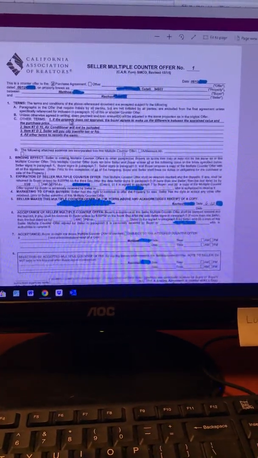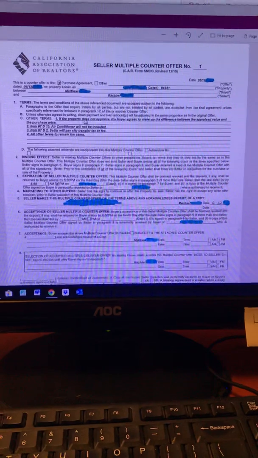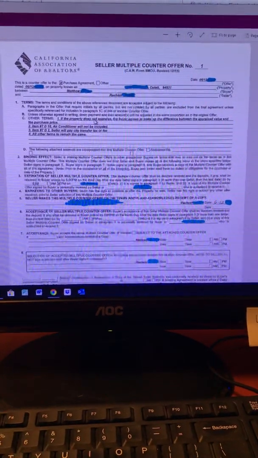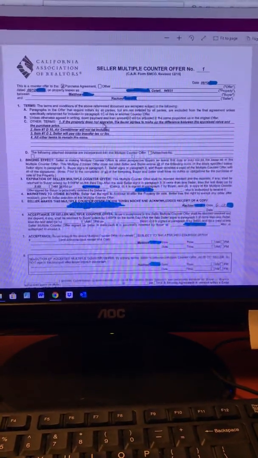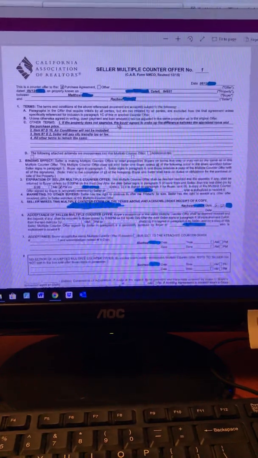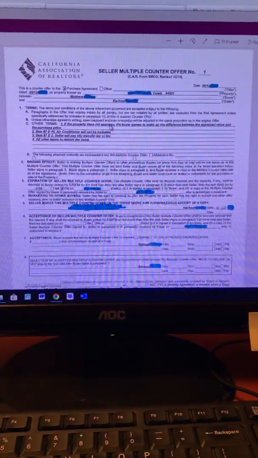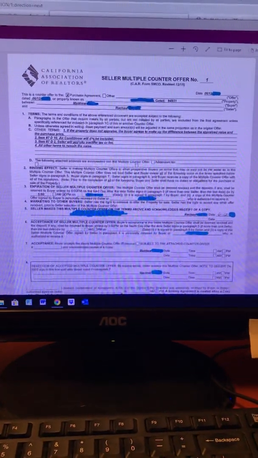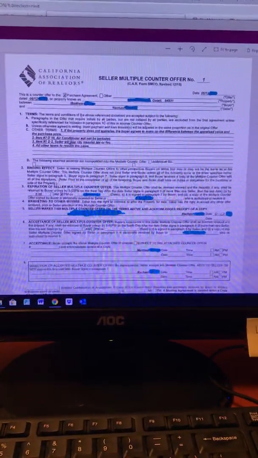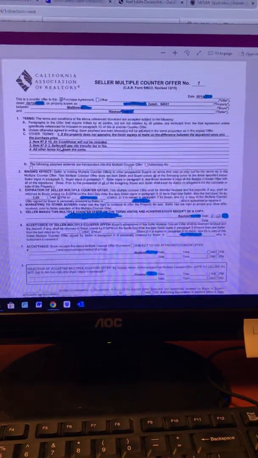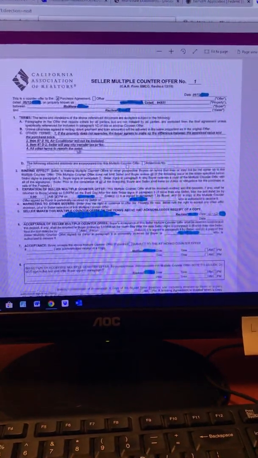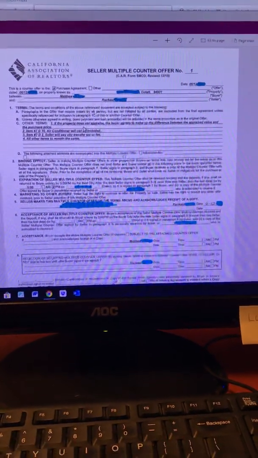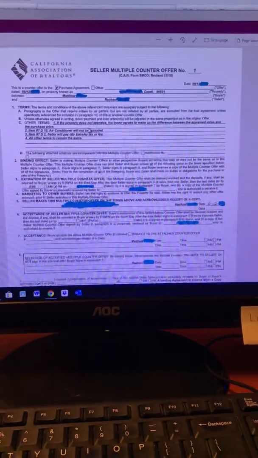In this case, it was to remove the appraisal contingency, basically, that in case the property didn't appraise for the full amount, the buyer agrees to make up the difference. And then it had some personal property, air conditioner not included, the sellers to pay transfer tax. So those were the term changes on this particular offer.